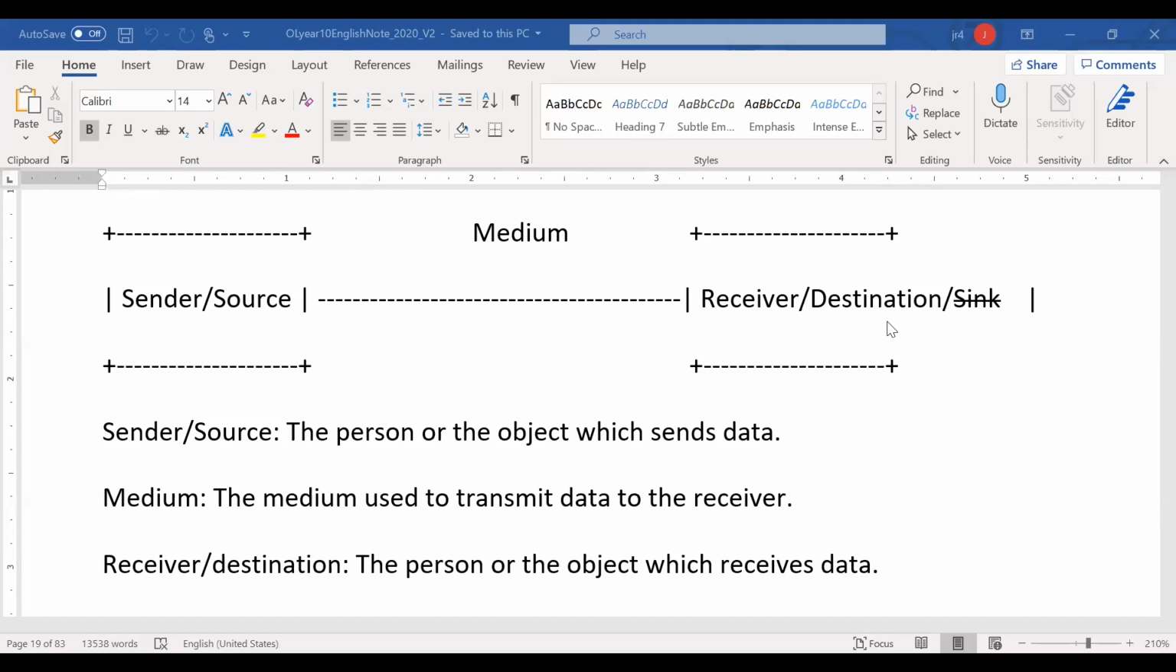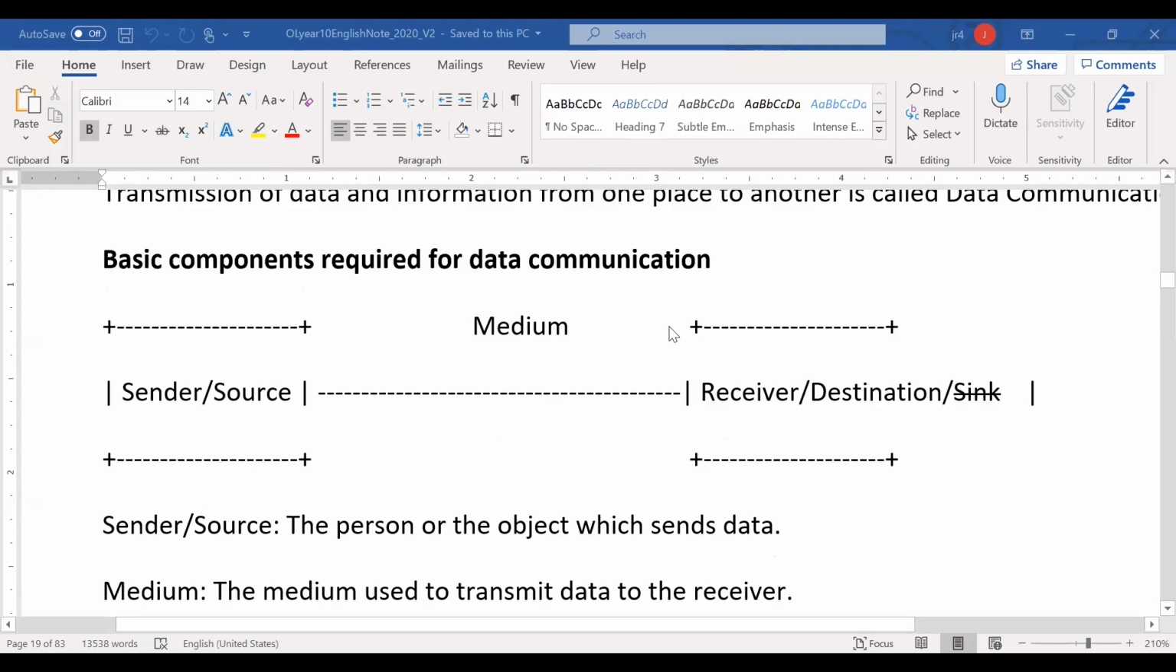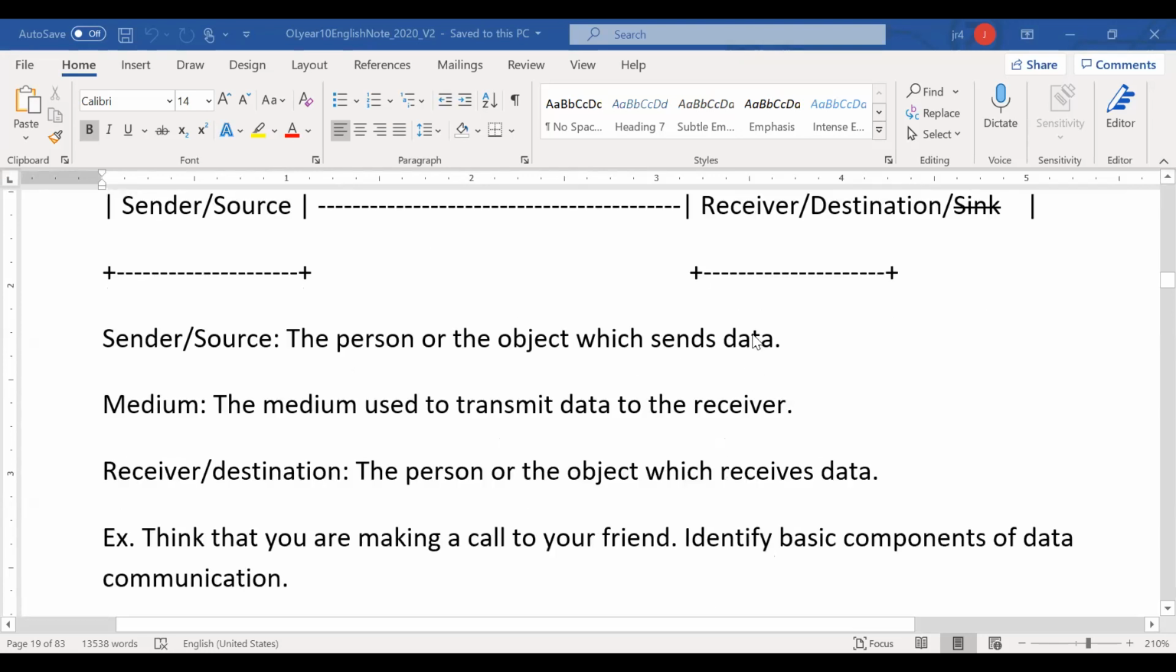The receiver as the destination. Right? So we can say that on one side, those who actually send data, we can say sender or source, and those who receive on the other side, we can say receiver or destination. And there should be some form of medium for this transmission, right? So when you say the basic components, remember we have to have three.